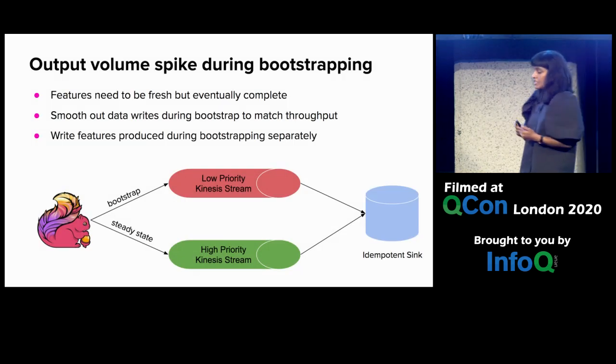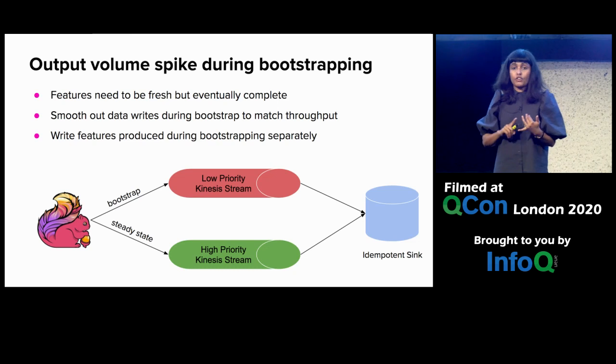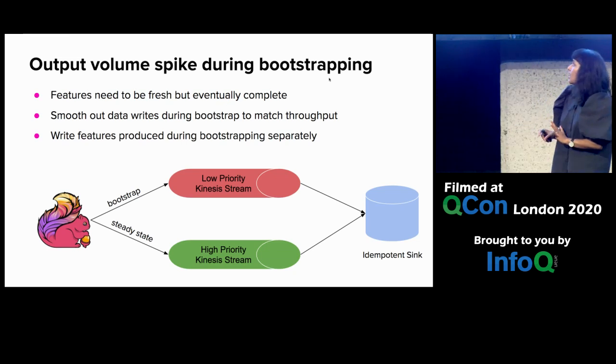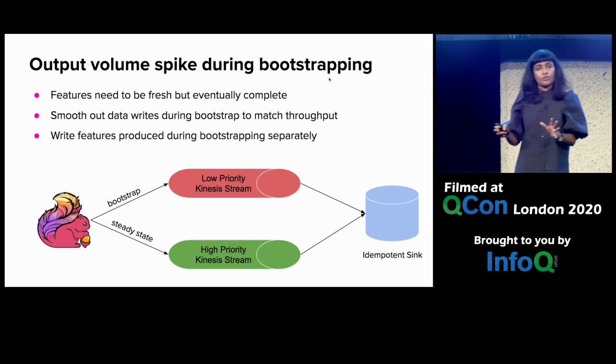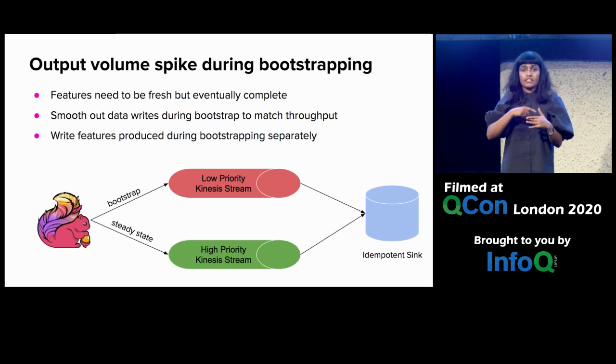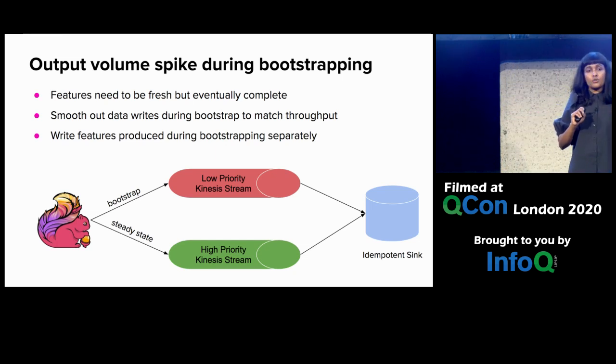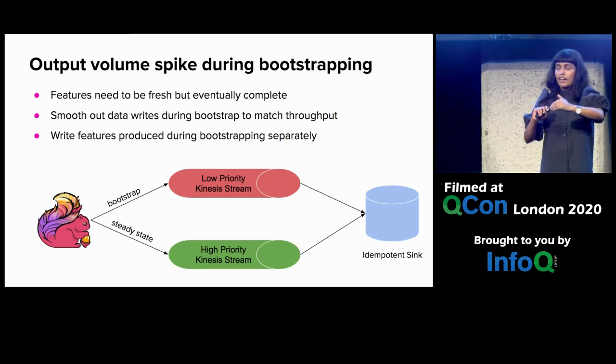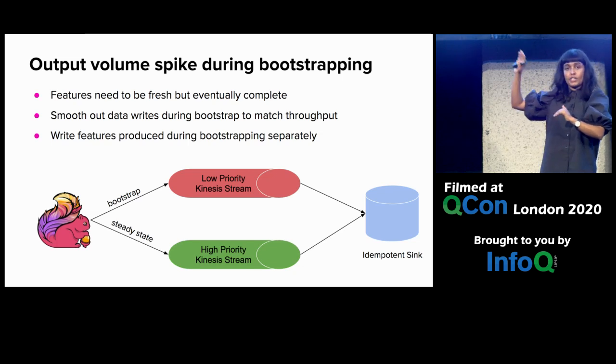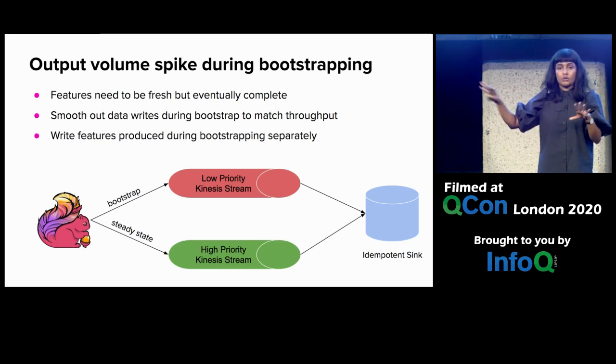So what we did was we realized that for us, features need to be fresh, but eventual completeness is okay. So instead of over-provisioning our sinks to handle that really high spiky throughput during the bootstrap phase, we decided to write the data produced during bootstrap into a separate Kinesis stream. And then the feature fan-out job that reads from the Kinesis stream would smooth it out and write it over a longer period of time.